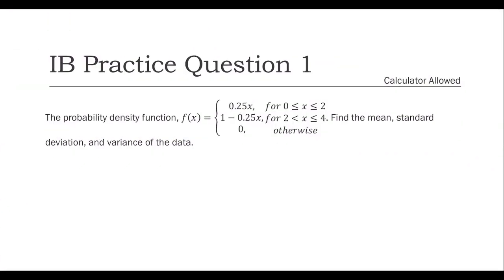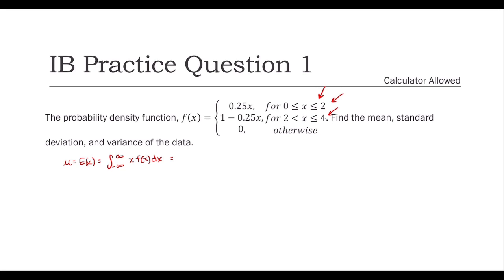So now we have our first IB practice question where the calculator is allowed. It says the probability density function f of x equals this piecewise function. Find the mean, standard deviation, and variance of the data. So our mean is our expected value, which equals our integral from negative infinity to infinity of x times f of x dx. So for this, we have two different functions, and then it's going to be 0 everywhere else.